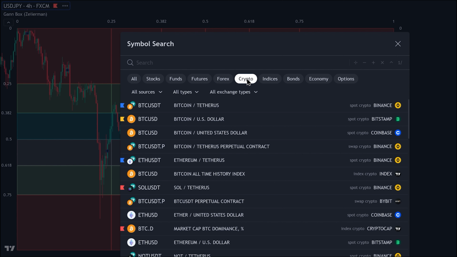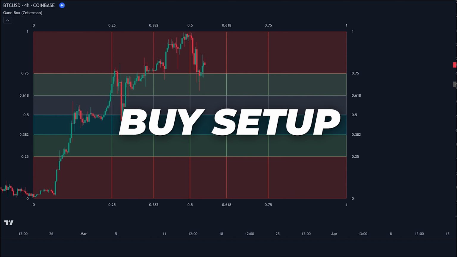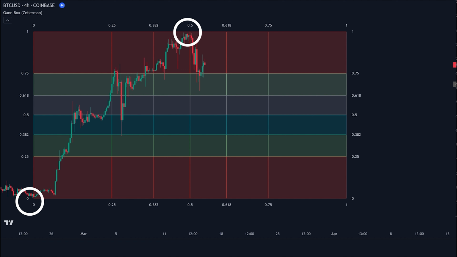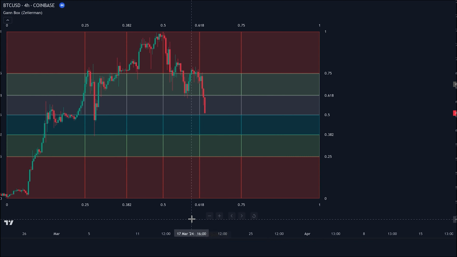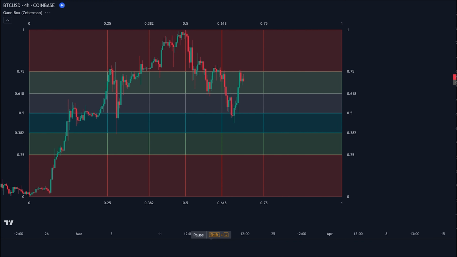Now, let's apply the indicator on a cryptocurrency chart. Buy trade setup. The Gann box identifies a swing low point and a swing high point, indicating that the trend is currently bullish. Next, you should wait for the price to retrace to the 0.5 or 0.382 levels. These levels should indicate potential support, and the price should be trading above them.